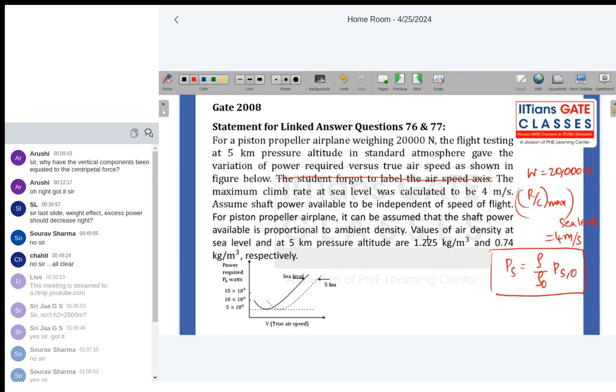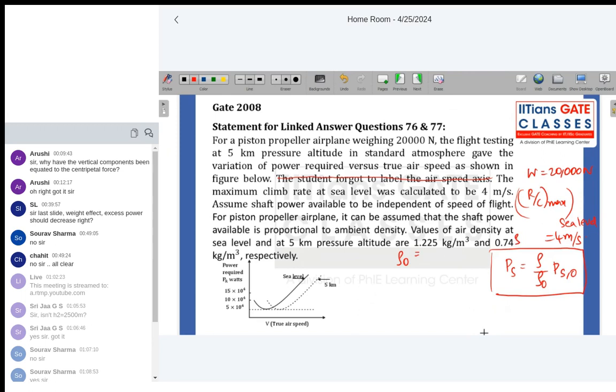Values of air density at sea level and 5 kilometer pressure altitude are given. So at sea level, the density is 1.225 kilogram per meter cube, that is rho naught equal to 1.225 kilogram per meter cube. Rho is equal to 0.74 kilogram per meter cube. These are the data given.